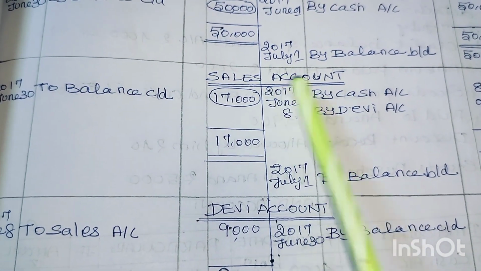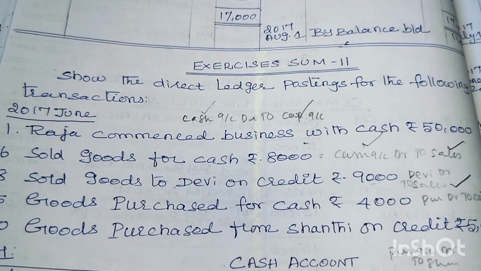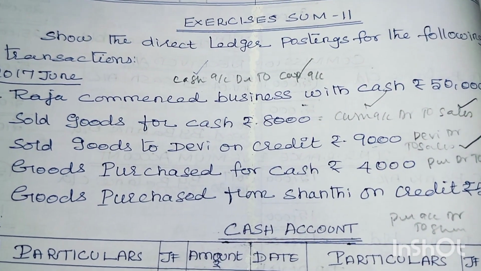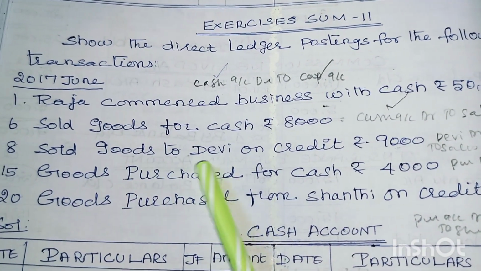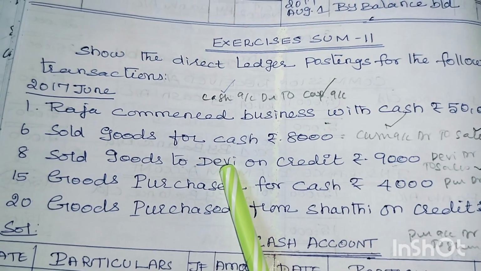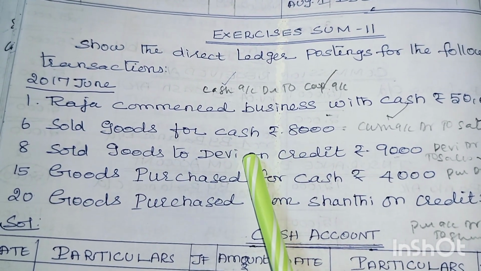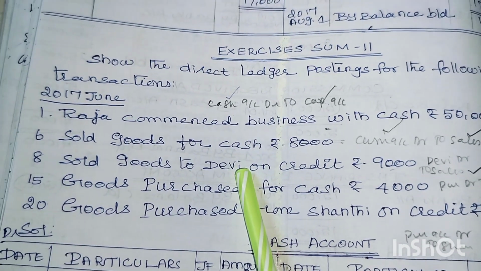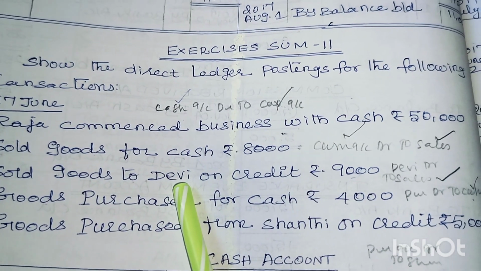We posted the sales account directly on the ledger. We posted the cash account, capital account, sales account. Then what account is to be posted on the ledger? Devi account. So how many transactions did Devi make with Raja? There is only one transaction Devi made with Raja, that is a sales transaction. Credit sales. So on which side does Devi appear?